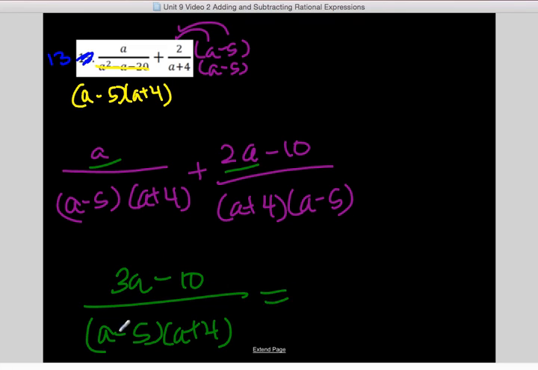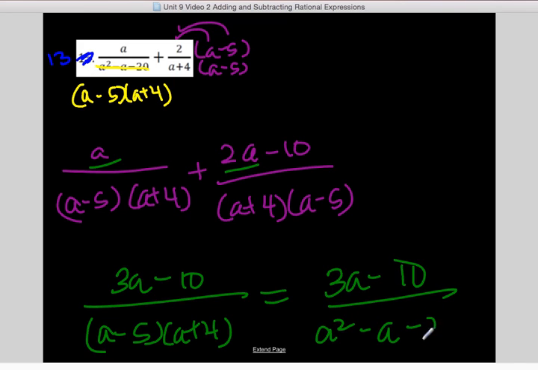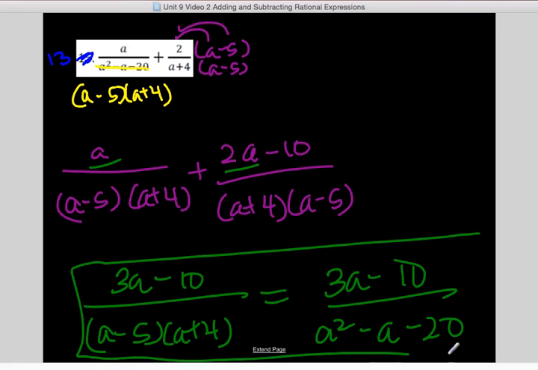The one thing I would say is you can write it like this, or you can leave it as what we had originally before we factored it, a squared minus a minus 20. Either one is perfectly fine.